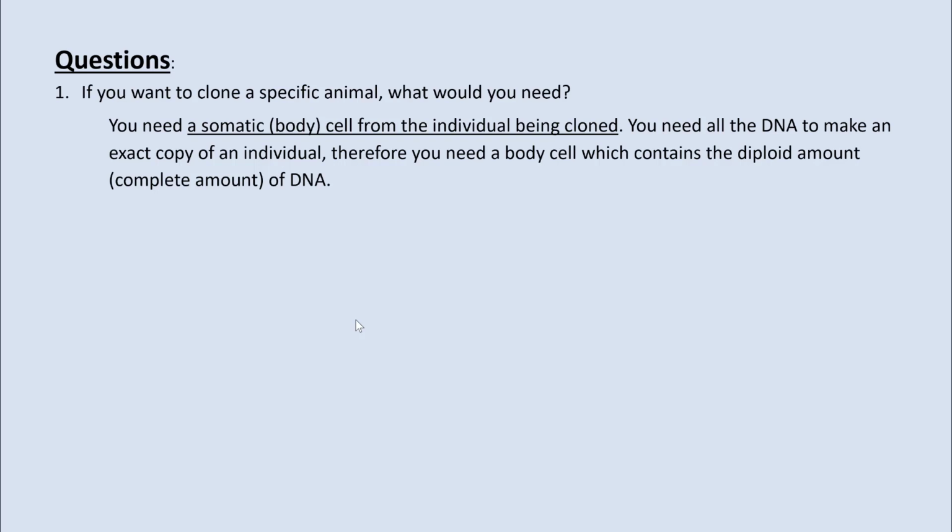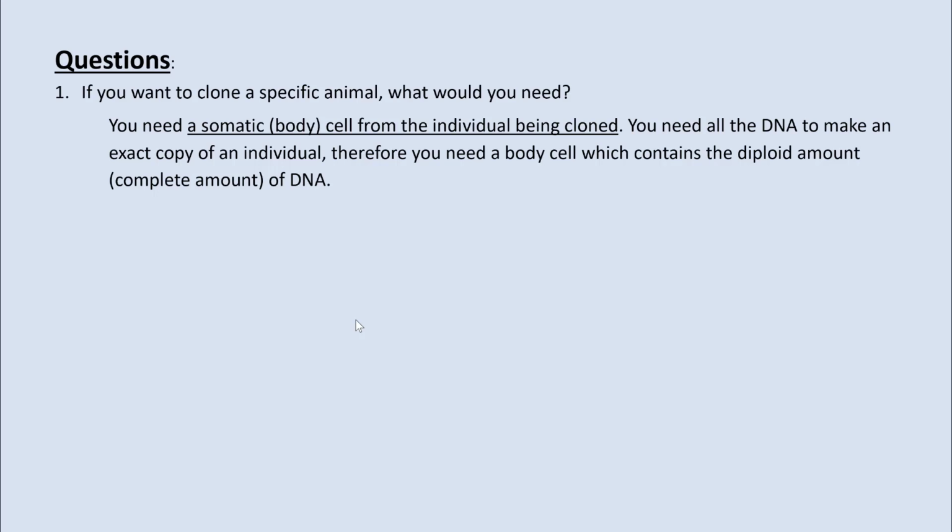Now, you don't want to make half of yourself. It's impossible. If you try to fertilize an egg, you can't make a copy of yourself using half the amount of DNA. 23 chromosomes won't grow into a baby. If that were the case, then an egg cell would magically start developing into a baby without the need for sperm.